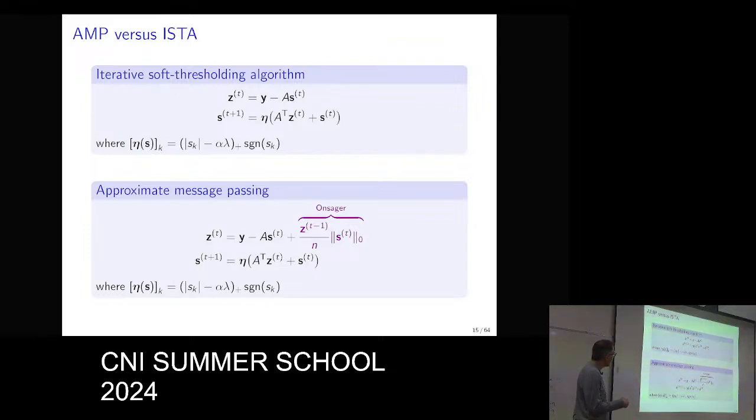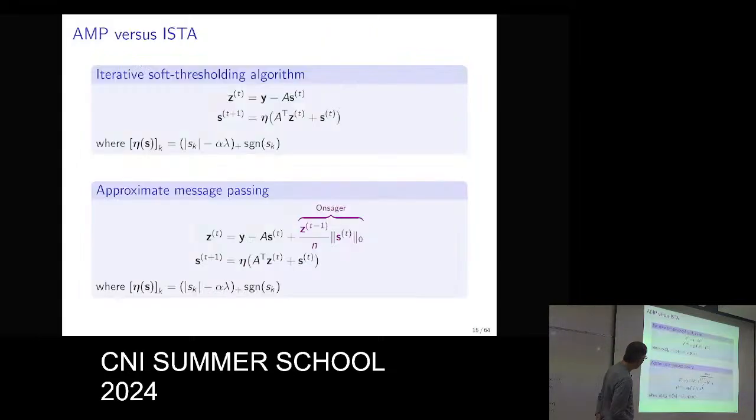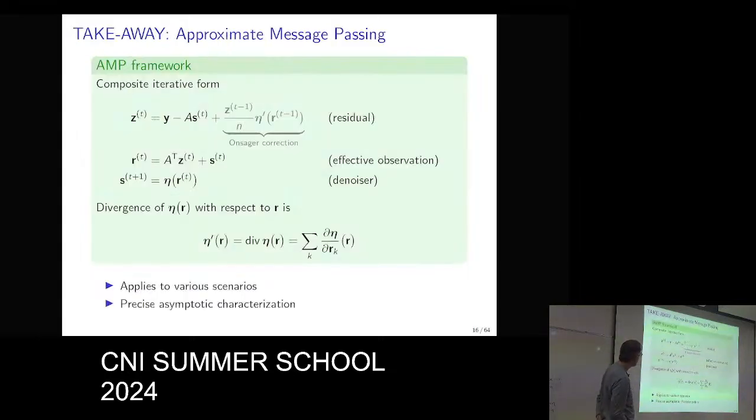So think of this function here. Not sure what's on the first page. Okay, let me use this one. This is the same content, but without ISTA, but with the Onsager term in the bottom.